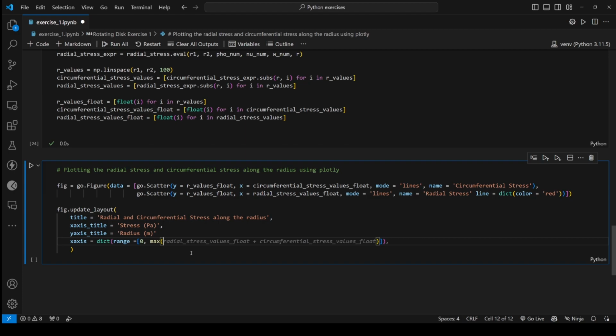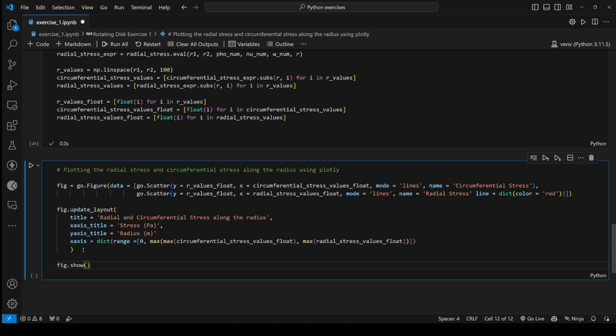So that would be find the maximum between, this is redundant, but the maximum of the circumferential stress valued float. Yes, this is correct. This is what I want. So in this vector, we're going to find the maximum value. In this vector, we're going to find also the maximum value, and whatever maximum between both of them is going to be the maximum of my horizontal axis. That's basically what this is saying. And then I'm going to have figure show. So let's give it a go.